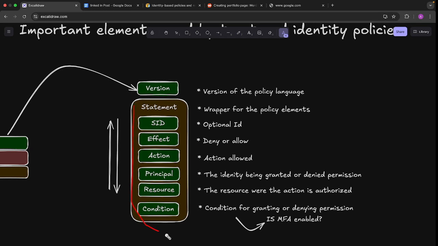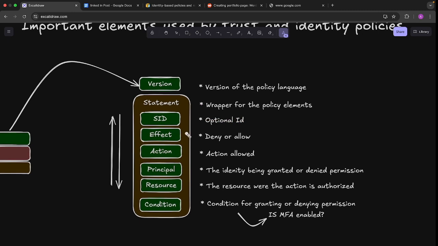The statement is essentially a wrapper for all the other policy elements. The statement allows us to organize the rest of the elements. You can have multiple statements in one policy. The SID stands for Statement ID. It's an optional ID for referencing the statement.